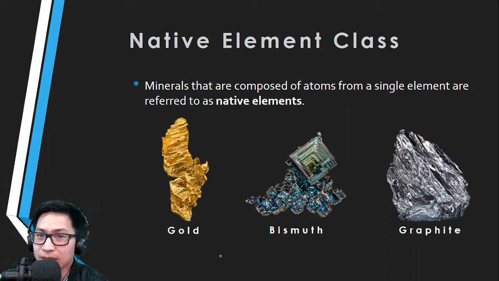Lastly, we have the native element class. When we say native element class, these are minerals that are composed of atoms from a single element only. No? Atoms of a single element. Ibig sabihin, wala pong ibang halo. Ang copper, no? It is a native element mineral. Ang gold, a native element mineral. Ang bismuth, no? These are all examples of elements na minerals in other case. Ang graphite po, ito ay isang native element mineral which is made from carbon. Even diamond, made from carbon, kinukonsider din po natin siyang native element class.